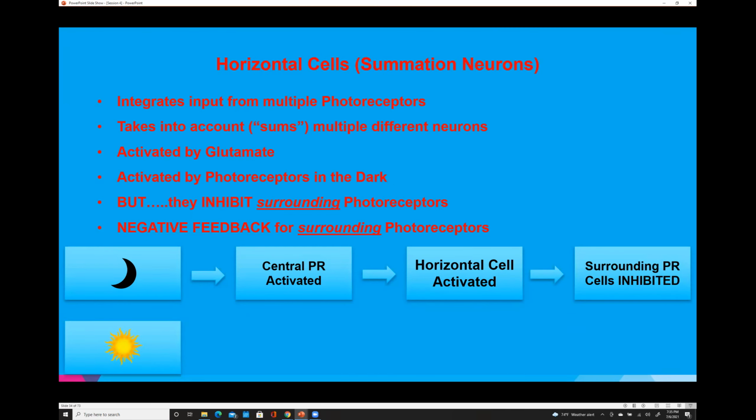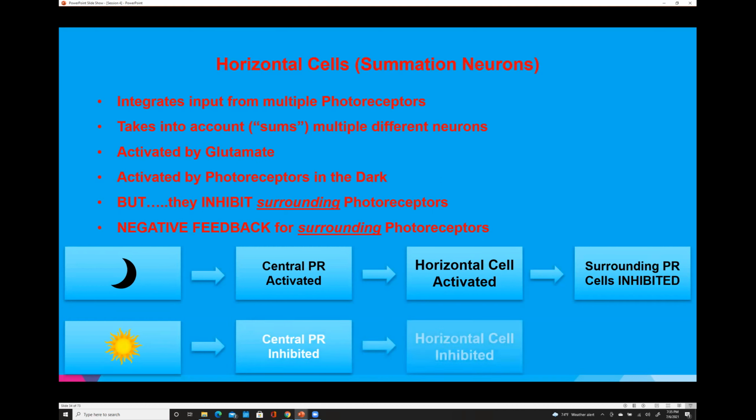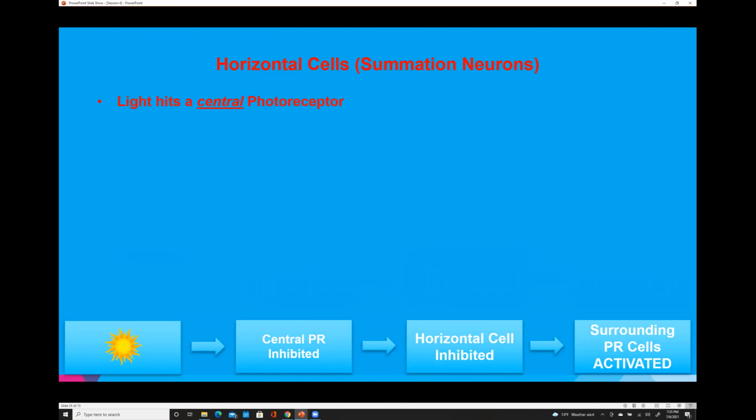In the light, the central photoreceptor is inhibited. The horizontal cell thus is inhibited because no glutamate's being secreted. And then of course the surrounding photoreceptors are now activated. Okay, so it's this inversion. You have to wrap your mind around what's going on here. So let's just figure this out.